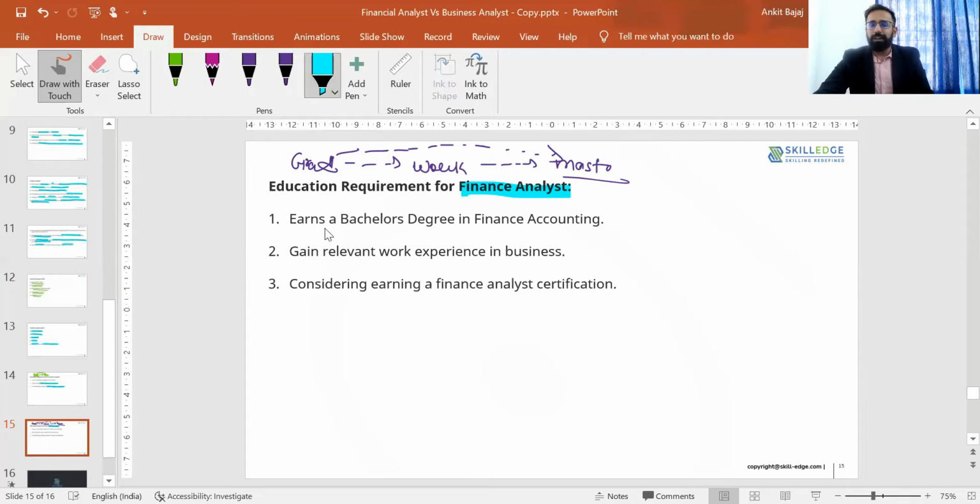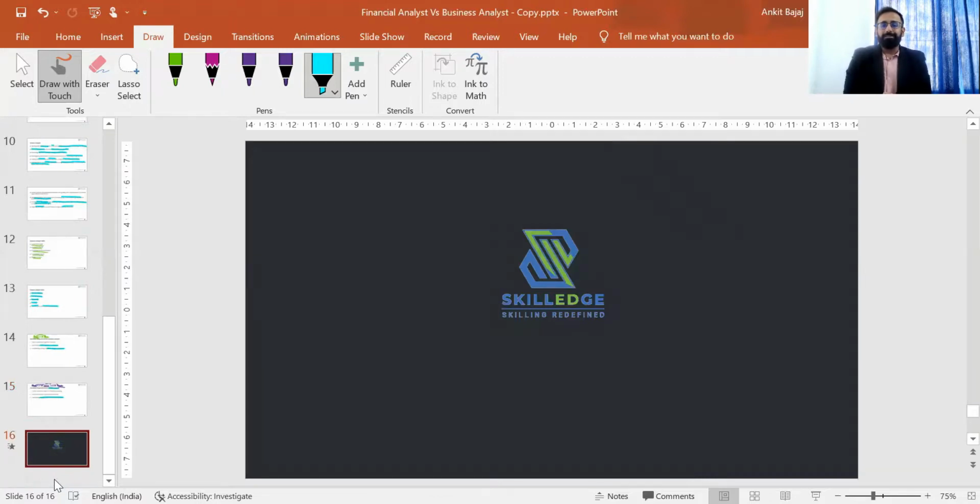Then you should work in an organization, and you should understand financial related terms, how company manage their finances, right? So you will be able to understand business and finances both, right? And you should do definitely some certification courses which are available in market to keep yourself updated, right? So this is what I was discussing about business analyst versus financial analyst.